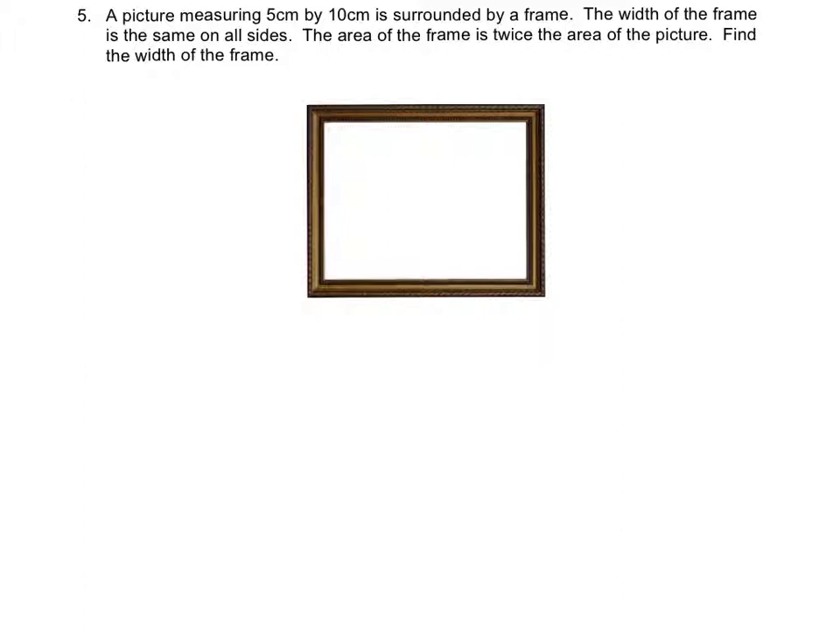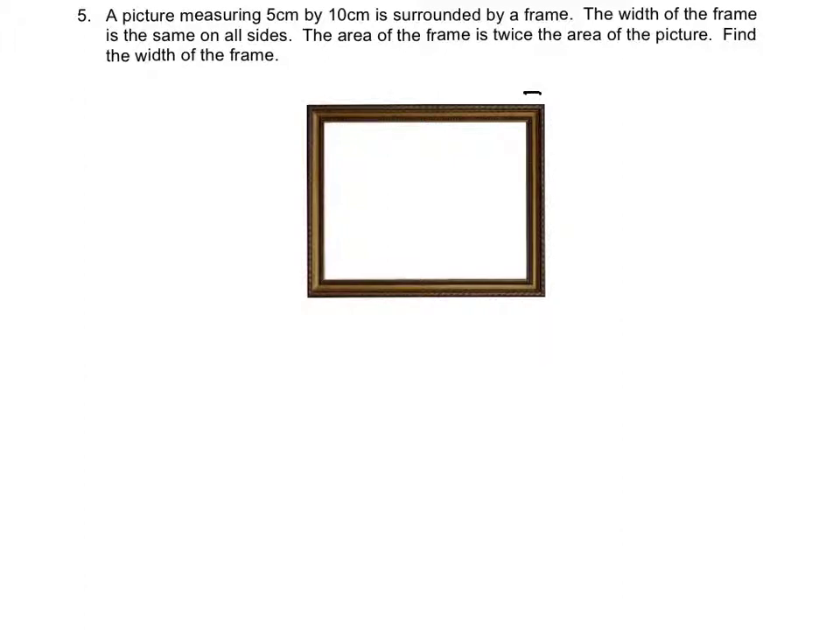This here is a very common style of quadratics question. It says, a picture measuring 5 centimeters by 10 centimeters is surrounded by a frame. The width of the frame is the same on all sides. That means basically that the frame is an even width all the way around, okay? So it's not lopsided, it's not really heavy on the right side or whatever. The same all the way around. It says that the area of the frame is twice the area of the picture. Find the width of the frame. The width of the frame being how wide that little frame there is.